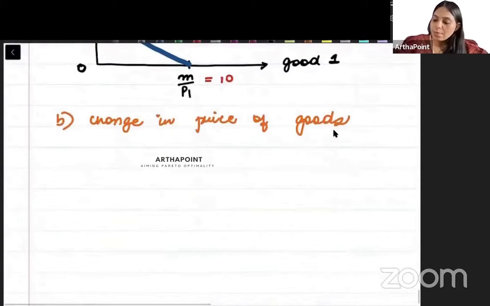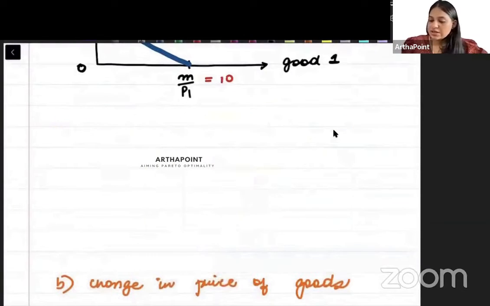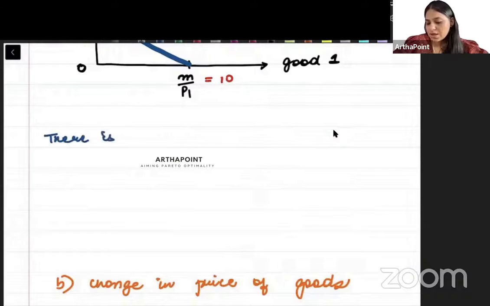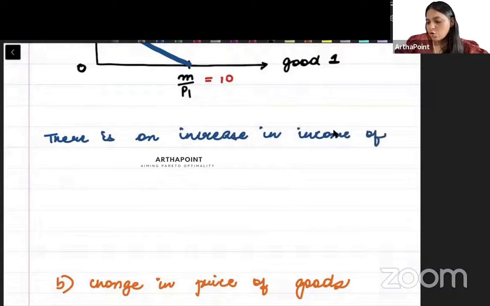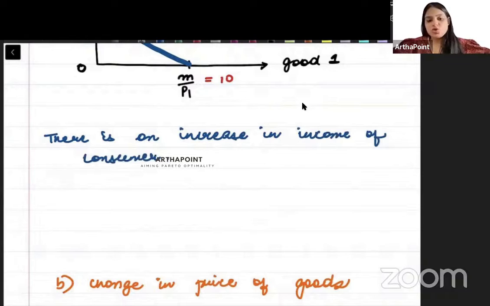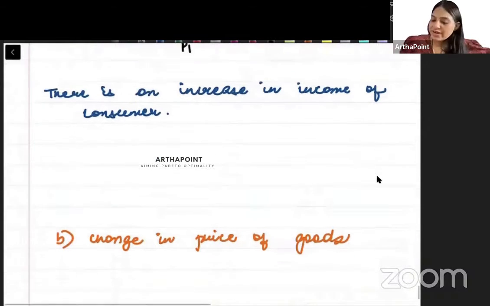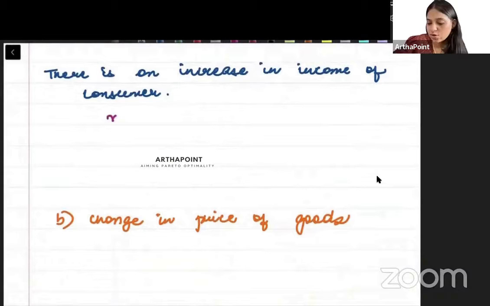अच्छा, now, beta, I am telling you there is an increase in income of consumer. कंज्यूमर का जो इनकम है ना वो इंक्रीज हो रहा है. There is increase in income of consumer. तो जैसे for example बेटा, suppose I tell you that now income of consumer is 200.